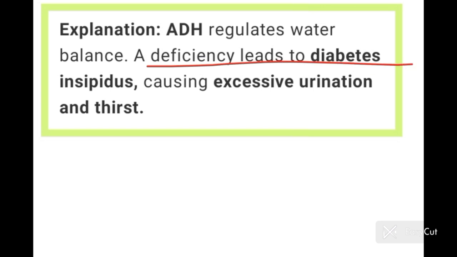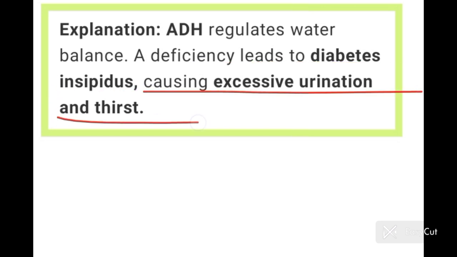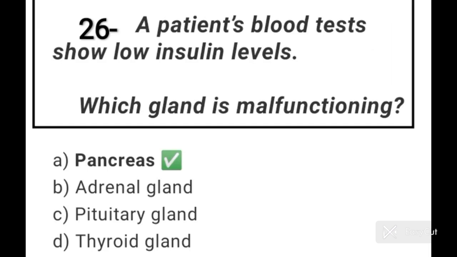Deficiency of ADH leads to diabetes insipidus. It causes excessive urination and thirst. Question number 26. A patient's blood tests show low insulin levels. So which gland is malfunctioning?